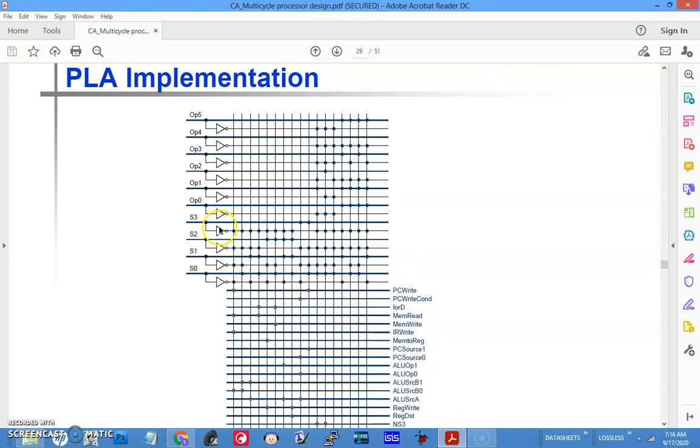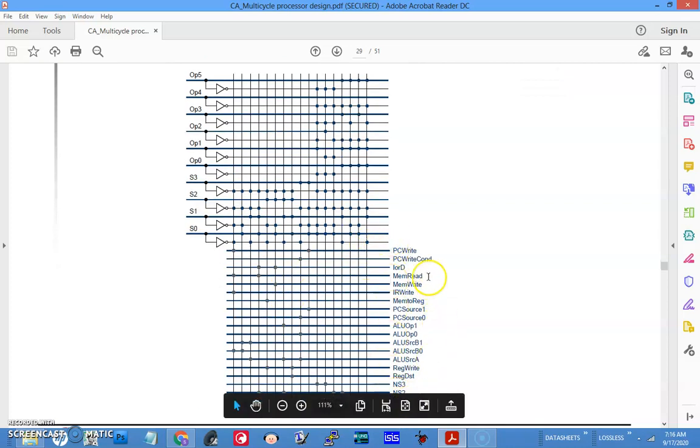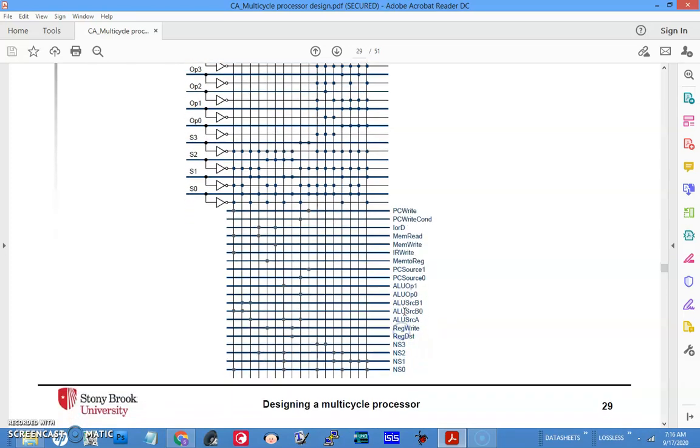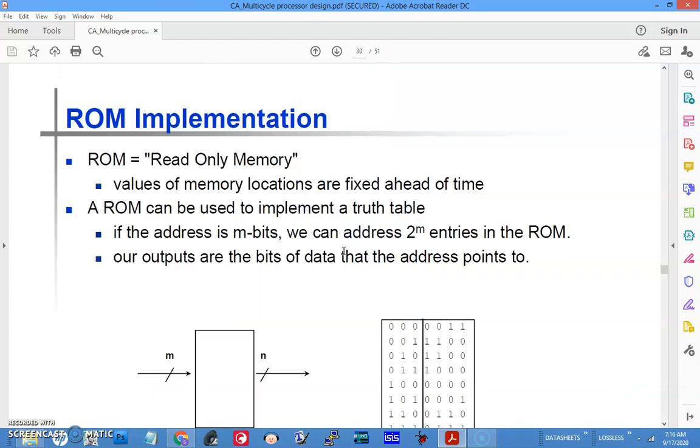So states are there. Based on the state value and the opcode, you do a combinatorial logic operation and get all the control lines. Okay, PC write, etc. Hope you remember the meaning of each control line. This should be very clear to you. Okay. So next, rather than computing the control lines for each and every instruction, why not we pre-compute them and save them in the memory inside a ROM? That is the next thing, known as ROM implementation.